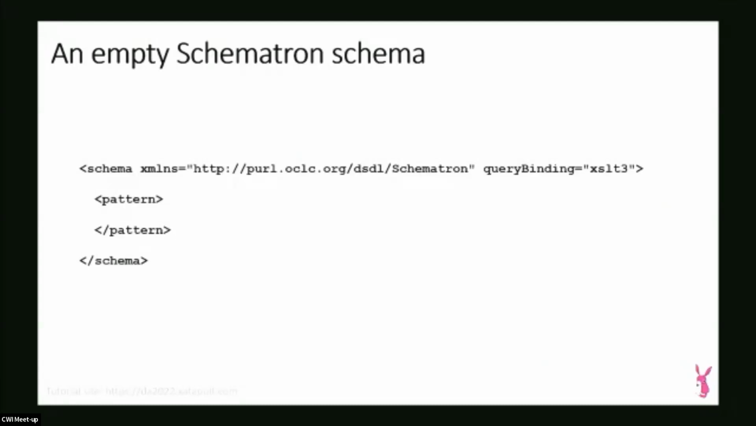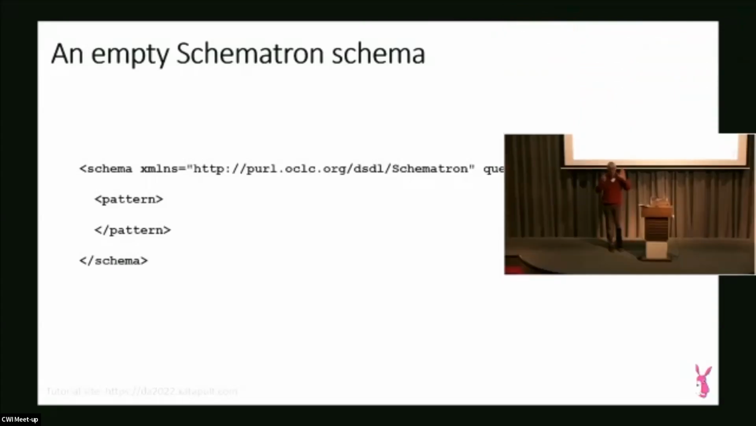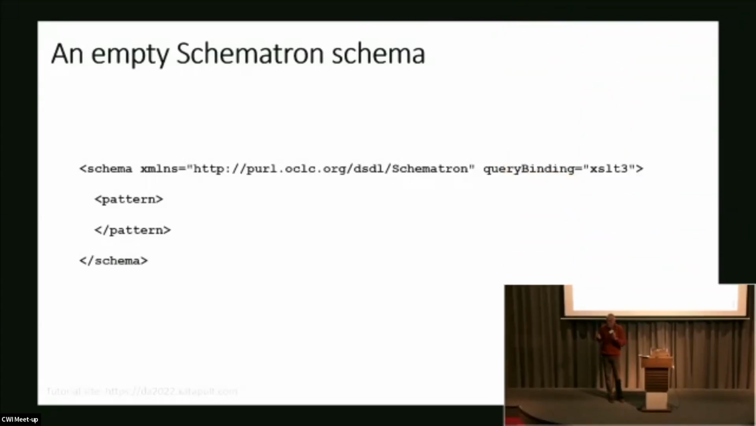Okay, let's start with what an empty Schematron schema is, and it looks like this. And this Schematron schema does absolutely nothing. It validates nothing. There are no rules. There's nothing. But this is a valid Schematron schema.